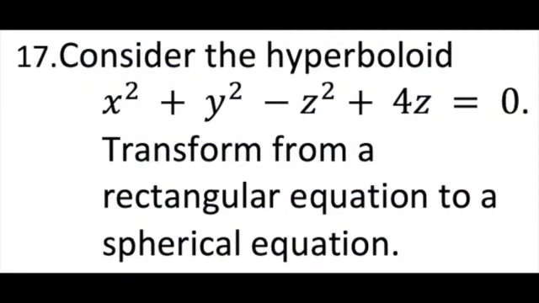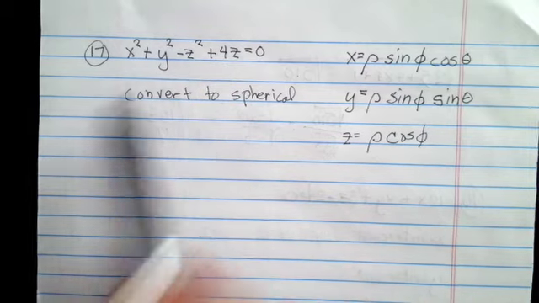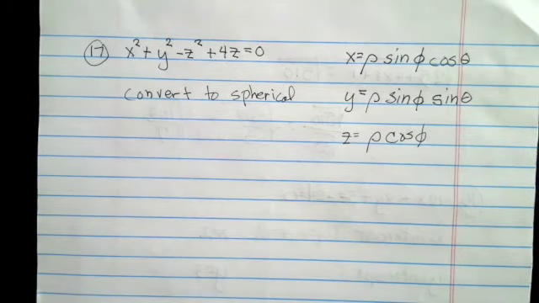Now we're going to convert this rectangular equation, x squared plus y squared minus z squared plus 4z equals 0, from a rectangular equation to a spherical equation. I believe this is supposed to be a hyperboloid of some kind, perhaps a hyperboloid of one sheet.